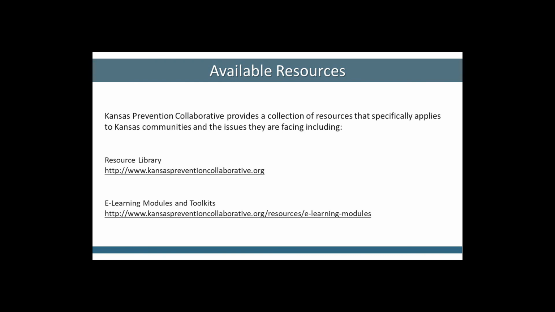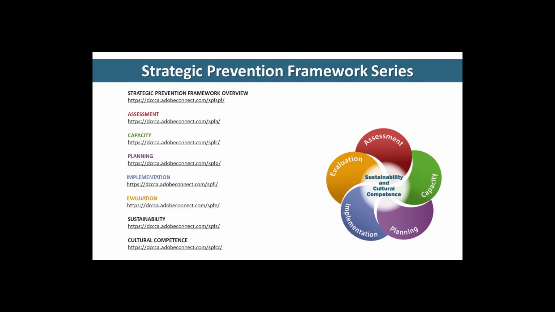Additional resources to enhance your prevention work can be found on the Kansas Prevention Collaborative website. This slide lists the 8 parts of this Strategic Prevention Framework series. Be sure to check them all out and share them with your coalitions and communities.